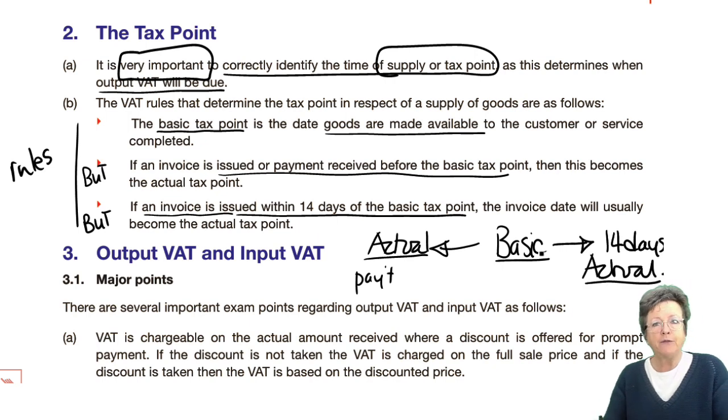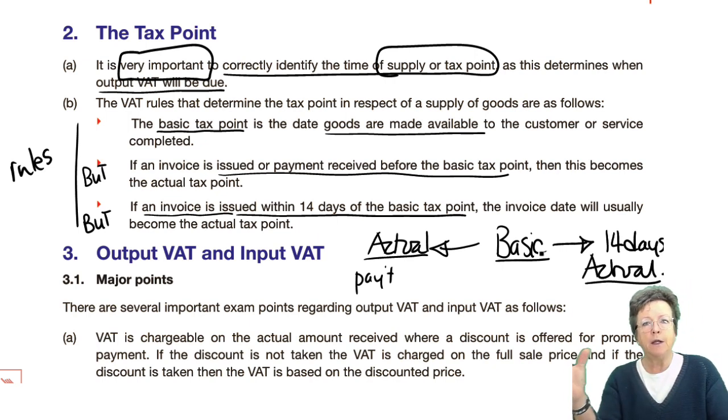So we have a basic, which is when people take it away. And 99% of the time that would be it. You go into a store, you buy something, you take it away, that's the tax point. That's the point at which output VAT becomes due. You pay a deposit, that becomes the tax point. Or you take something away and the invoice isn't issued until later, that is the tax point.